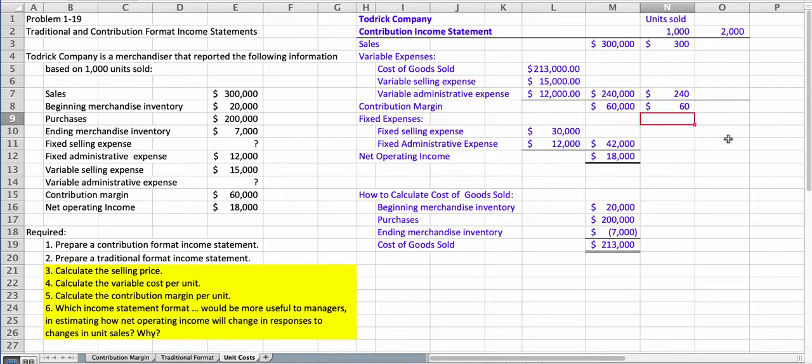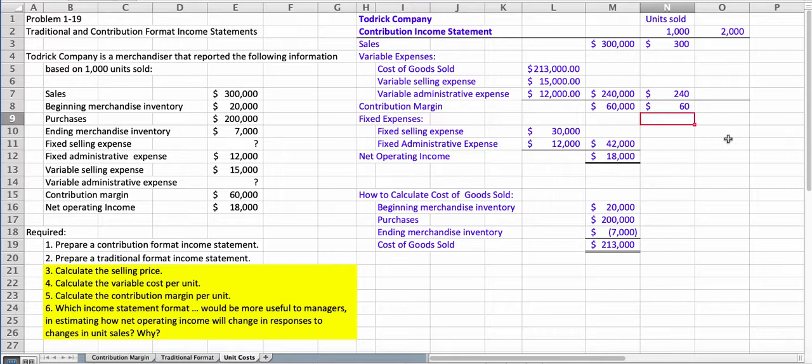So the fact that we can calculate a per unit cost for sales, variable expenses, and contribution margin, actually this will answer number 6. So the contribution income statement, or the format, will allow managers to calculate what net operating income is because they know what the sales per unit is, the variable expense per unit, therefore the contribution margin per unit.